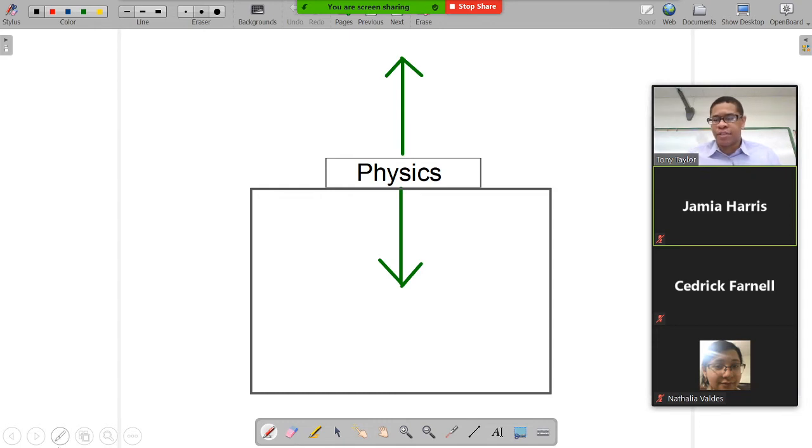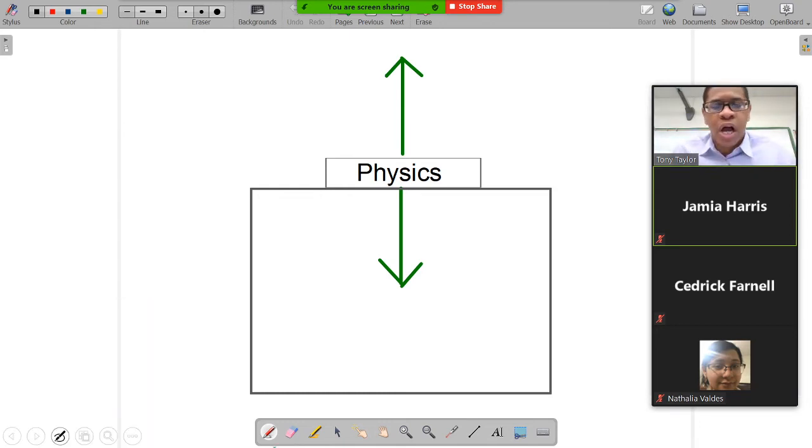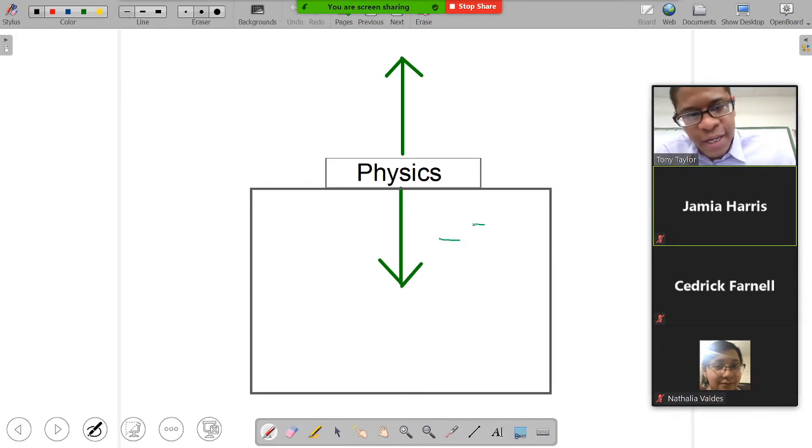So for instance, let's say the gravitational force on this book was -5 newtons. If that force was -5 newtons, then that immediately tells us that the force that's pointed up must be +5 newtons.